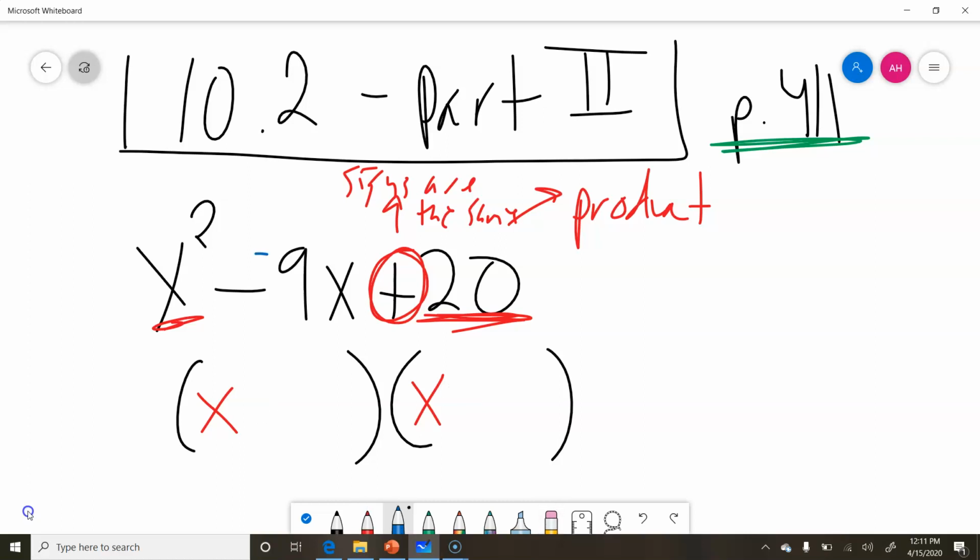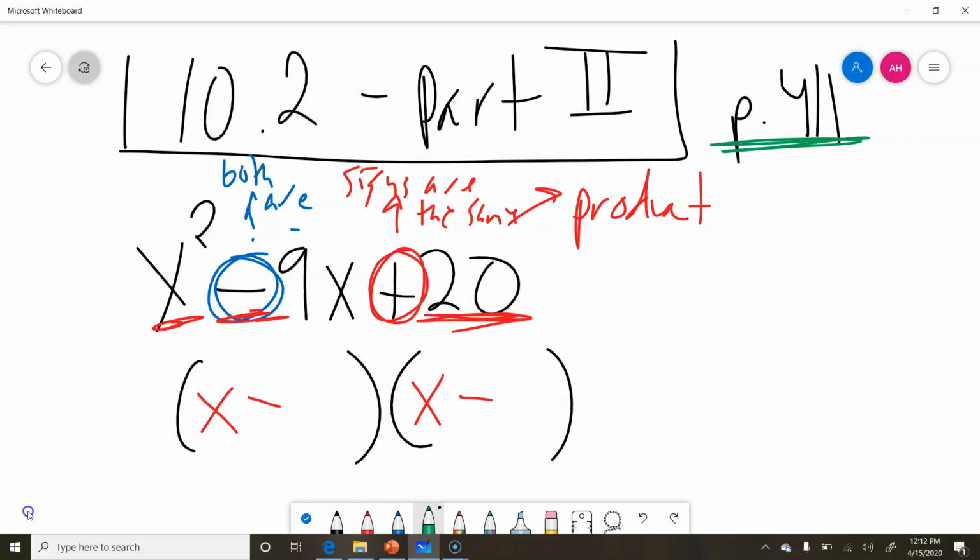Because then I look at this sign, and when that sign is a negative, and this sign is a positive, it means that both are negative. So I know that I can do x minus and x minus, right? Because I'm going to add the two together and get a bigger negative number.